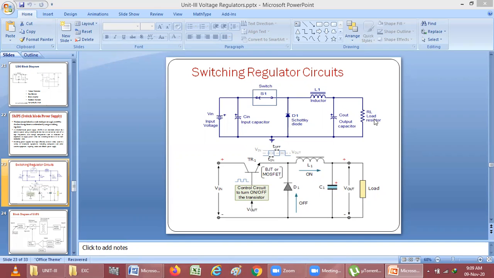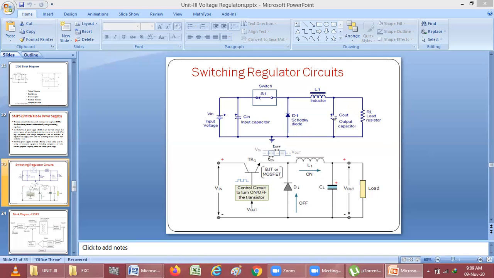This is nothing but what we are calling the converter, but it is a type of voltage regulator because it is converting DC voltage into a DC voltage, but that voltage will be in a fixed amount and that will be increased or decreased as compared with the input DC voltage. So this is the circuit diagram for the switching voltage regulator.